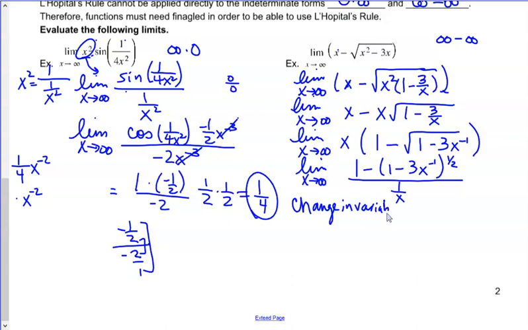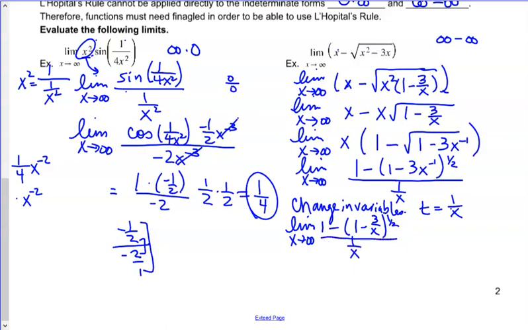I'm going to let that change in variable be equivalent to this 1 over x, and I'm going to call it t. t is going to be equal to 1 over x. So I can actually change my values here. Okay, so let's rewrite this back into, maybe I shouldn't have changed all of that. I'm going to rewrite it as 1 minus 3 over x to the 1/2, all over 1 over x.